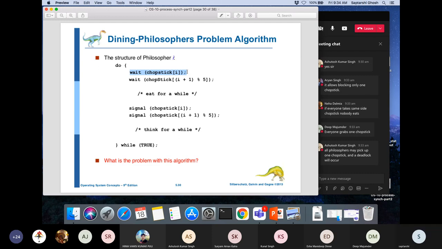I hope the problem is clear. So good answer, Neha, Deep, Ashutosh. So what can you do? Some simple techniques maybe which can be used to solve or prevent such deadlock. You're not looking for anything very complex, like some heuristic approach or something.